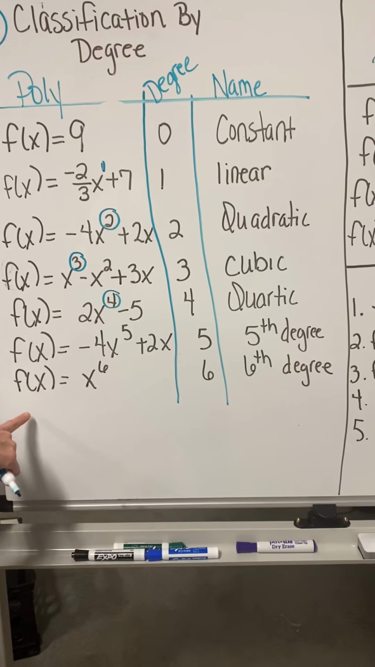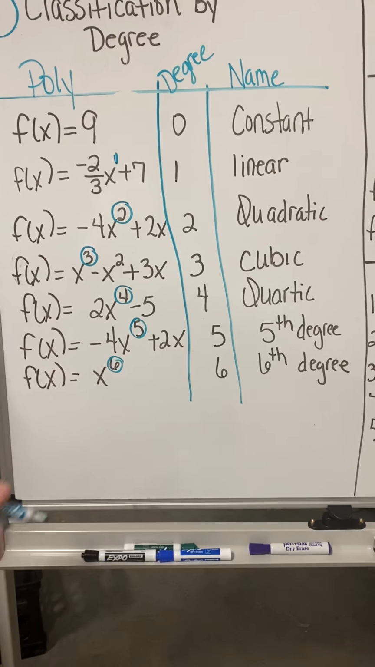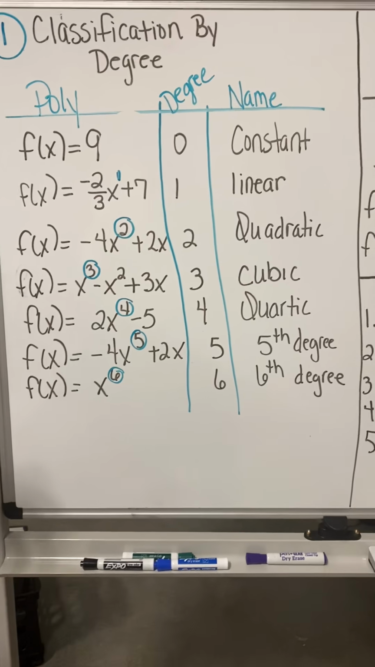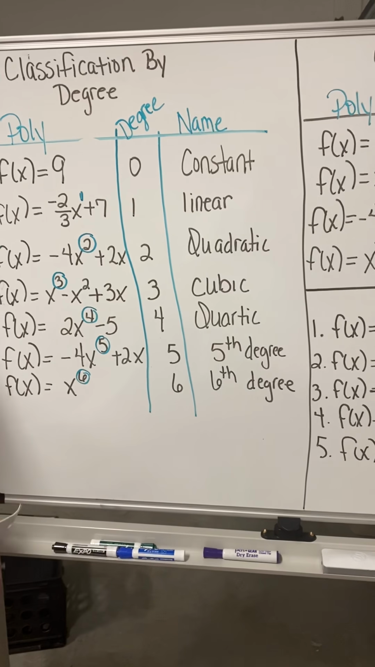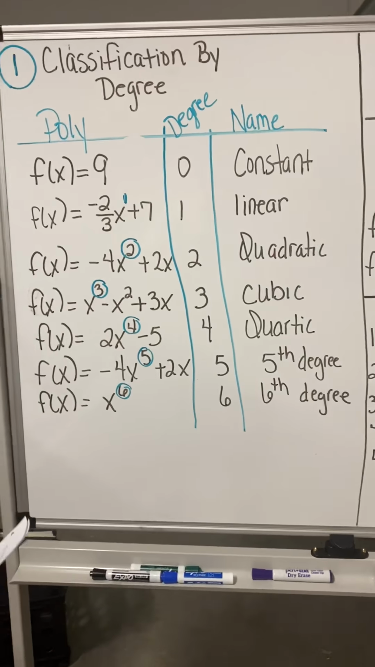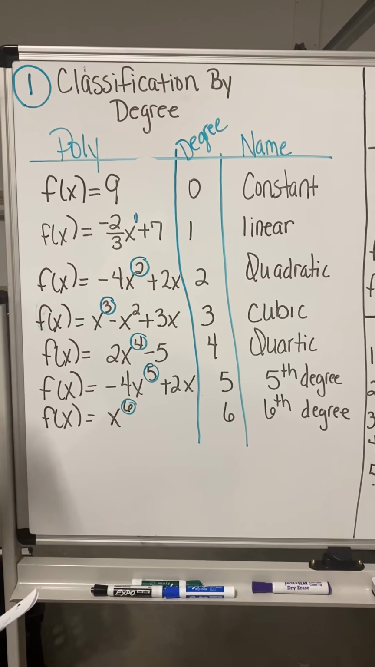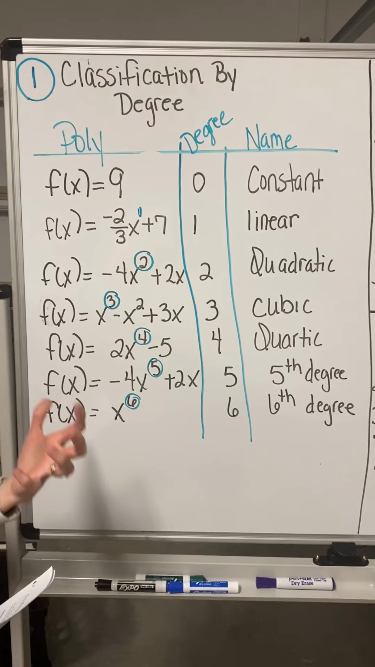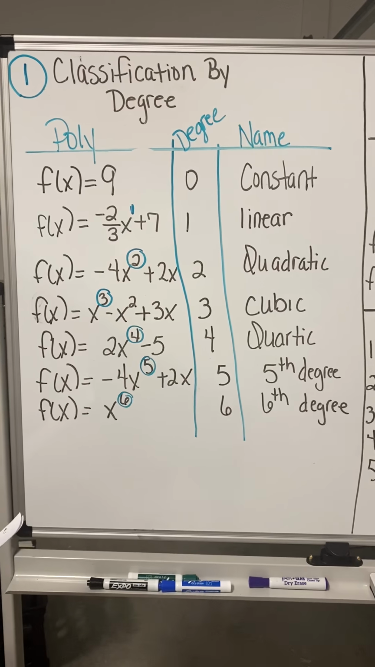And then in these last two, your highest exponent is 5, and your highest exponent is 6. They don't have specialized names. They're just 5th degree, 6th degree. The next one will be 7th degree. So this is classifying it by the degree, and that just means you look for the biggest exponent on that polynomial. That becomes the degree number, and that name is assigned to it based on the biggest degree that it has.